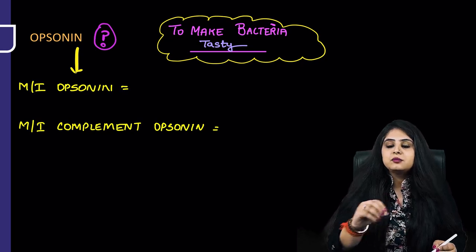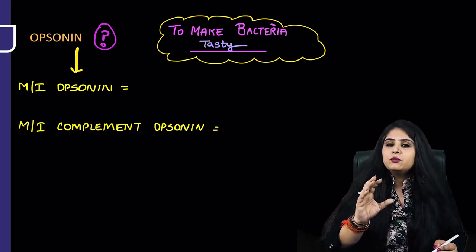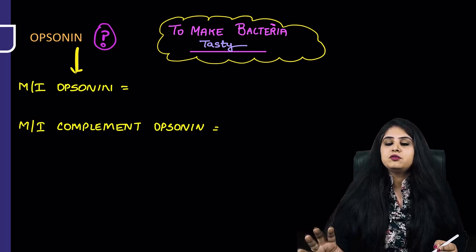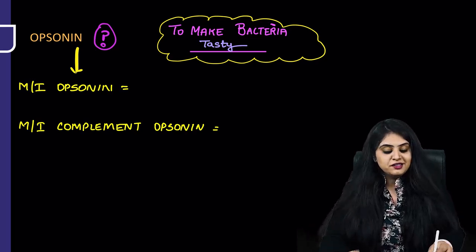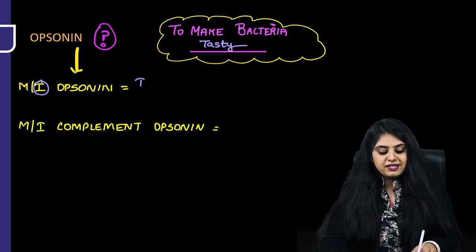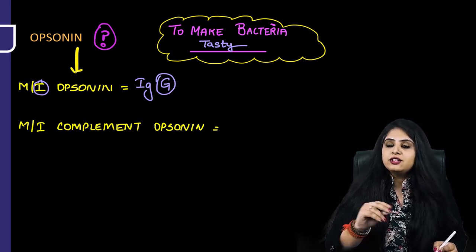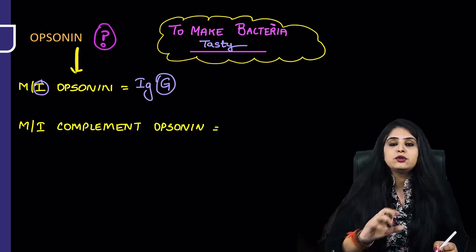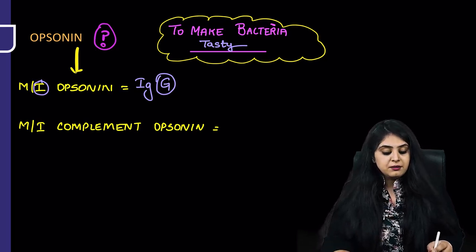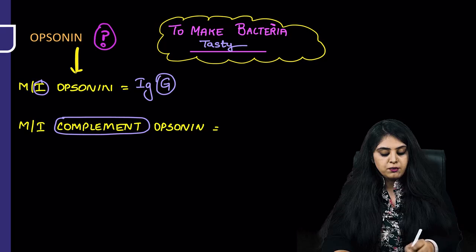So it's like adding some spices to your food. Which is the most important spice that makes every food very tasty? That is garam masala. So which is the most important opsonin? Why did I say garam masala? Because the most important opsonin is IgG. IgG is that spice that you have added, which is going to make the bacteria very tasty. But if they ask you which is the most important complement opsonin, then your answer is C3b.